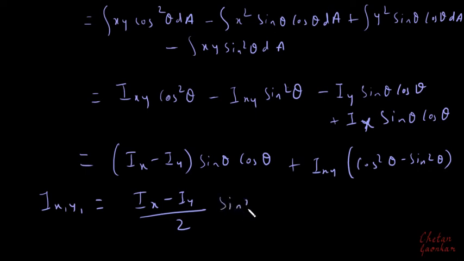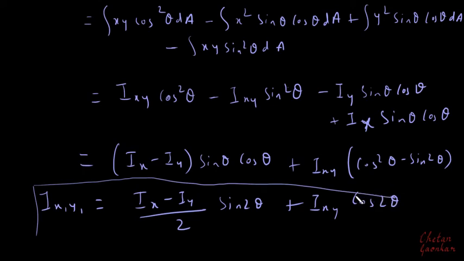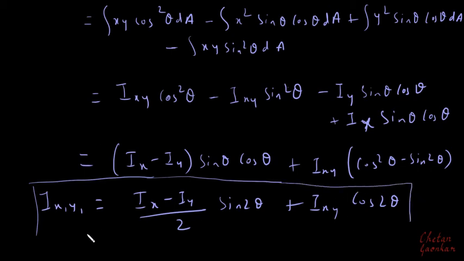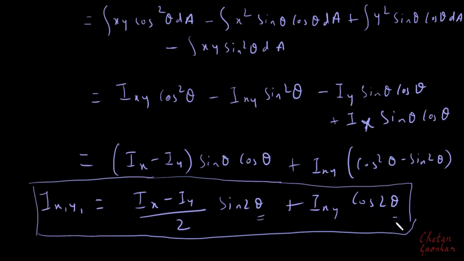sine 2 theta plus Ixy cos 2 theta. And again, this is a very important expression, wherein this expression gives us the relation between the transformed product of inertia and the initial moment of inertia and product of inertia. So for a given frame of reference, this value totally depends on this theta. As the value of theta changes, this product of inertia value will go on changing. So this is our fourth equation, a very important expression.